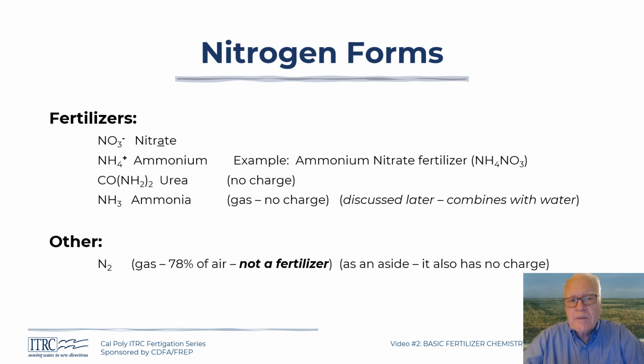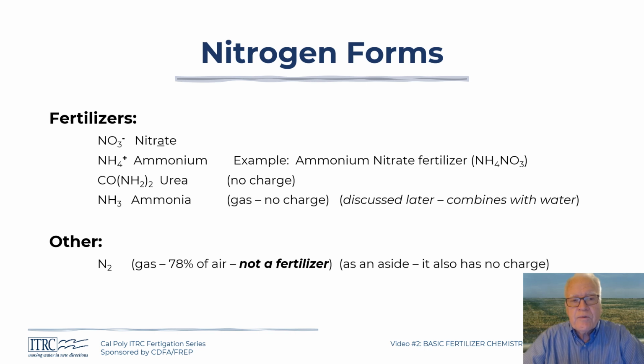But urea is a very common fertilizer also, and sometimes it's combined with the other forms of nitrogen, like UAN32, that's urea ammonium nitrate. And so how's that? You have 3 different forms of nitrogen in one formula. The urea itself has no charge, so that's a molecule that dissolves in water but isn't a salt.